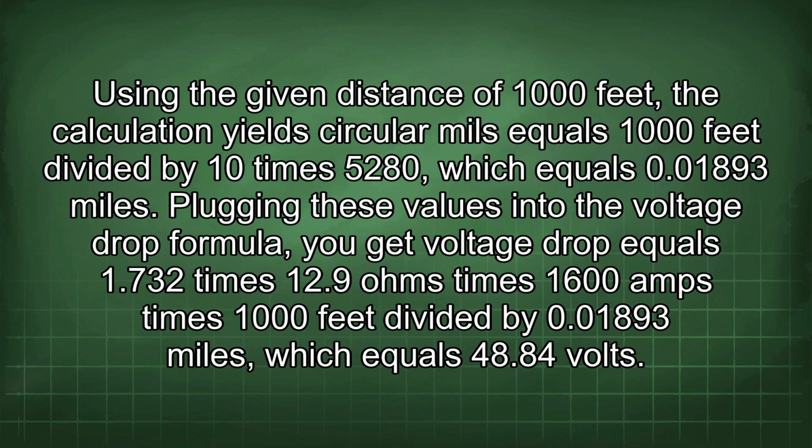Using the given distance of 1000 feet, the calculation yields circular mils equals 1000 feet divided by 10 times 5280, which equals 0.1893 miles. Plugging these values into the voltage drop formula, you get voltage drop equals 1.732 times 12.9 ohms times 1600 amps times 1000 feet divided by 0.1893 miles, which equals 48.84 volts.